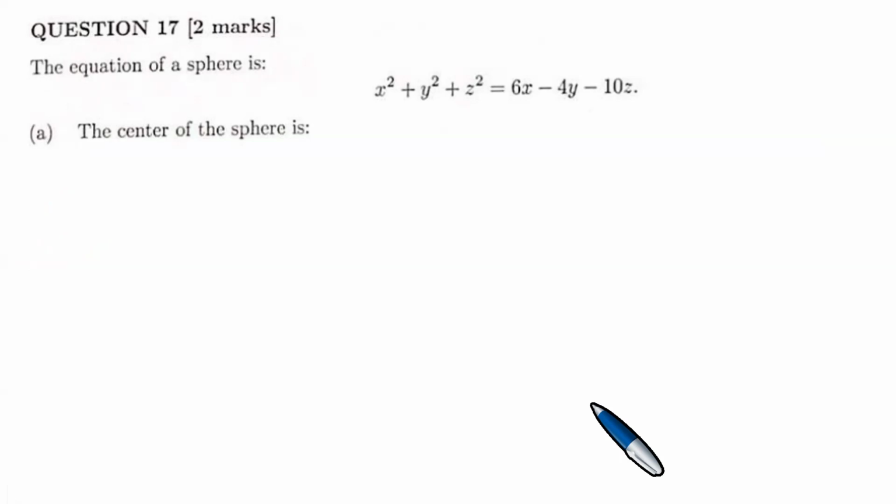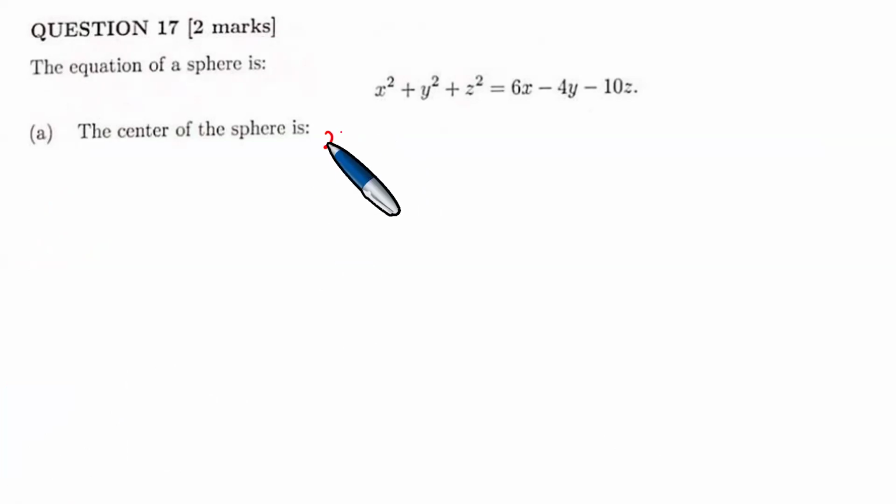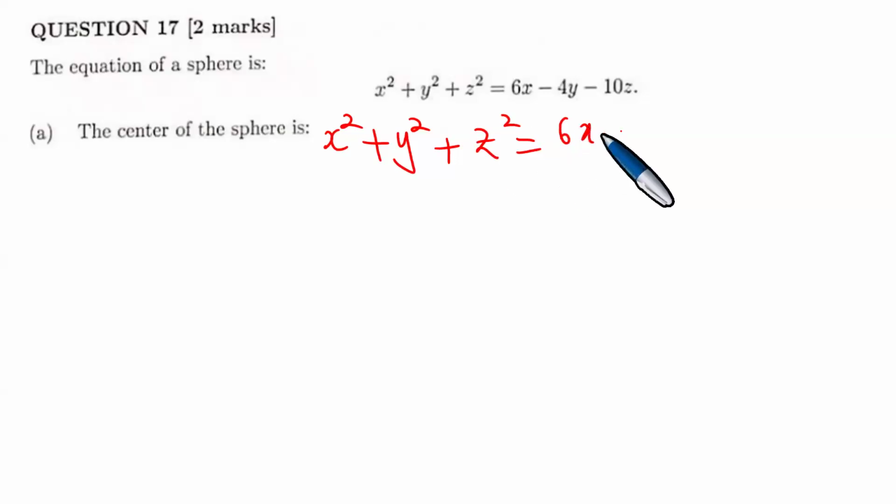So now, if you have this particular integral here, and you have the integral of x squared and y squared. So you have x squared plus y squared plus z squared equals 6x minus 4y minus 10z. What is the center of the sphere? We need to find the center of this sphere. But how do we find it?